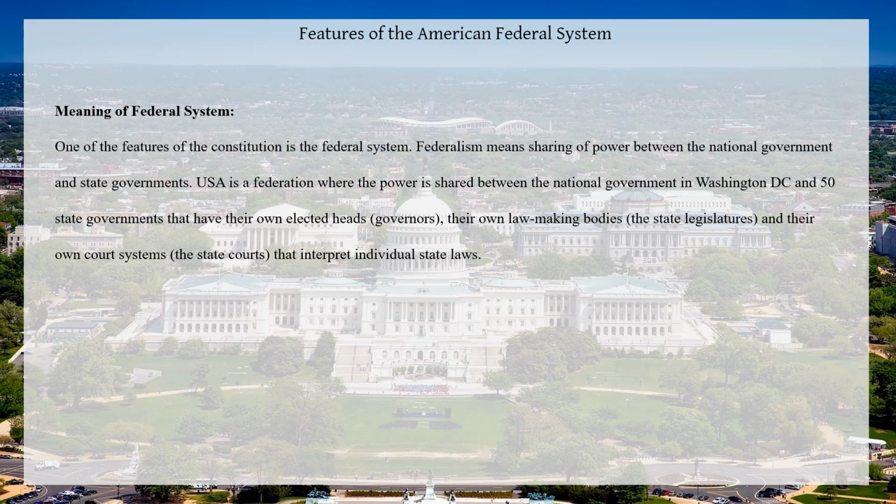Meaning of federal system. One of the features of the Constitution is the federal system. Federalism means sharing of power between the national government and state governments. The United States is a federation where the power is shared between the national government in Washington, D.C., and 50 state governments that have their own elected heads, governors, their own lawmaking bodies, the state legislatures, and their own court systems, the state courts that interpret individual state laws.